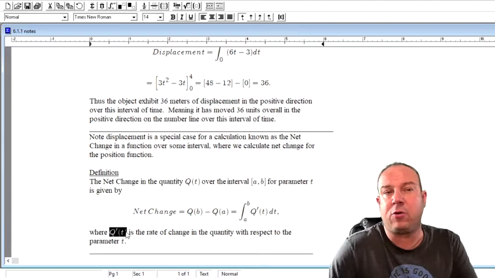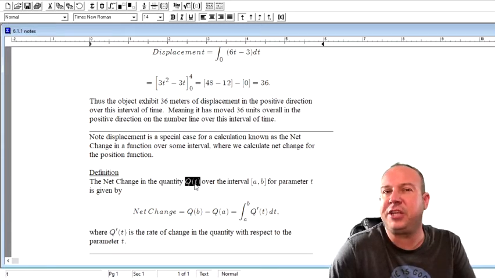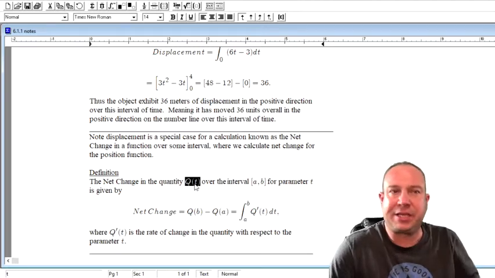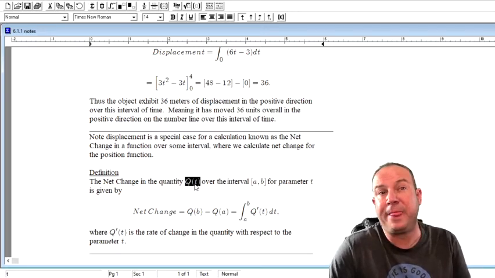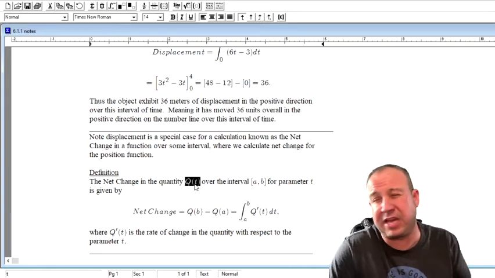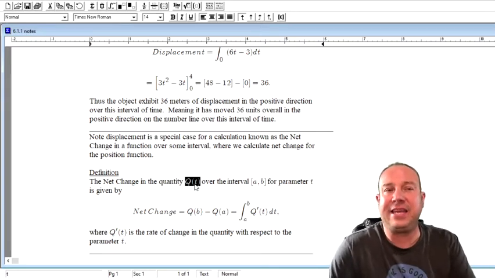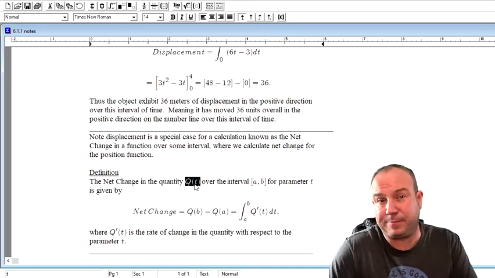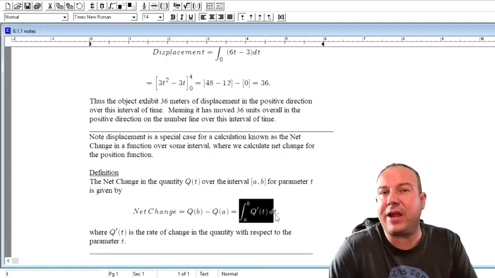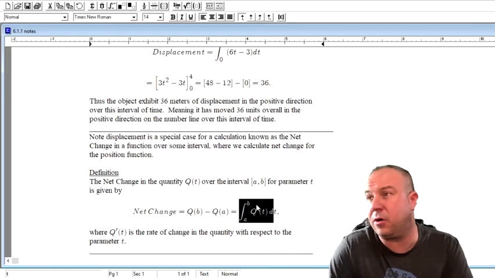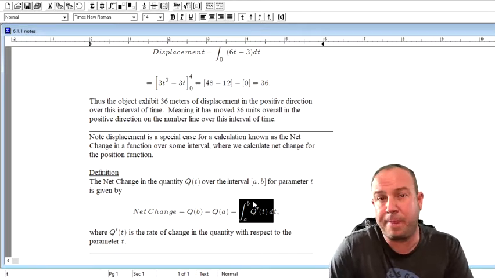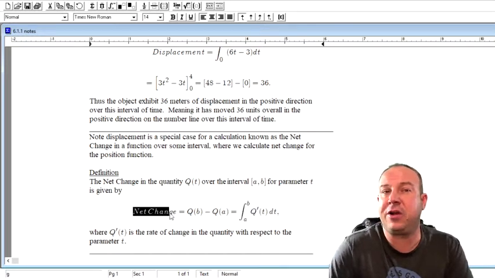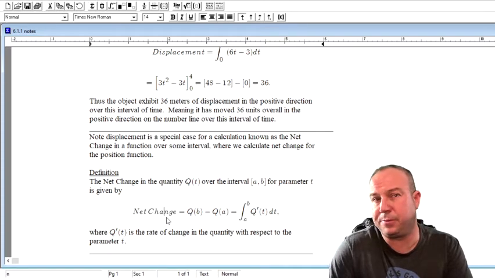Remember back from Calc 1 that Q prime is the instantaneous rate of change in our function Q. Q here is our quantity Q, so Q prime of t is going to be the instantaneous rate of change, or what we just generalize as rate of change in our quantity. Integrating the rate of change in any quantity over some interval of our parameter will lead to this generic understanding we call net change.